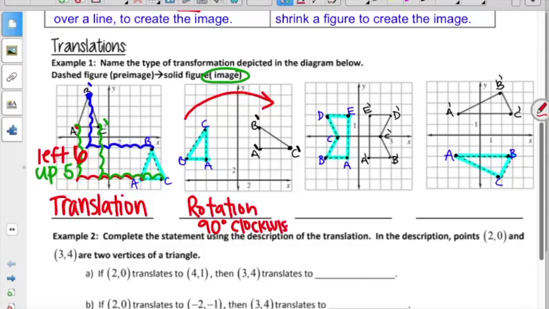The next one is a reflection. This one is a reflection over the y-axis. We can look at our points and see the last one is also a reflection. This one is reflected over the x-axis.